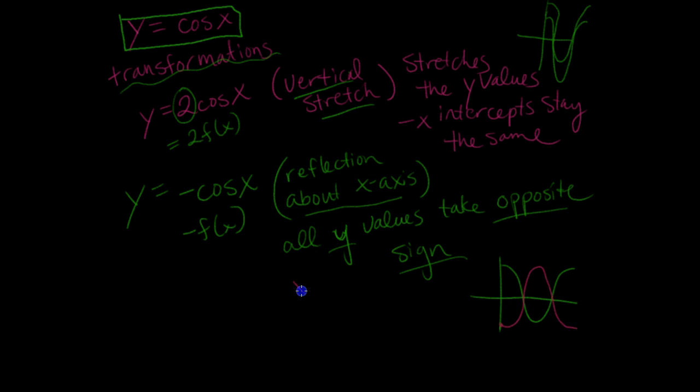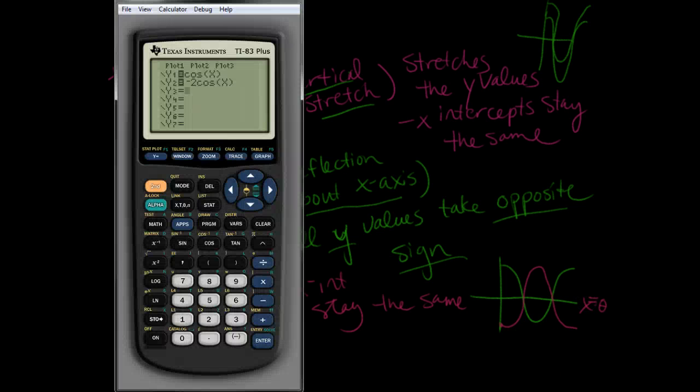And once again, the x-intercepts stay the same. The x-intercepts on this axis right here, x or theta. I'll say x or theta, so just be aware of that. So now I typed in -2 cosine x, so that's a double combo. So we've got this graph.